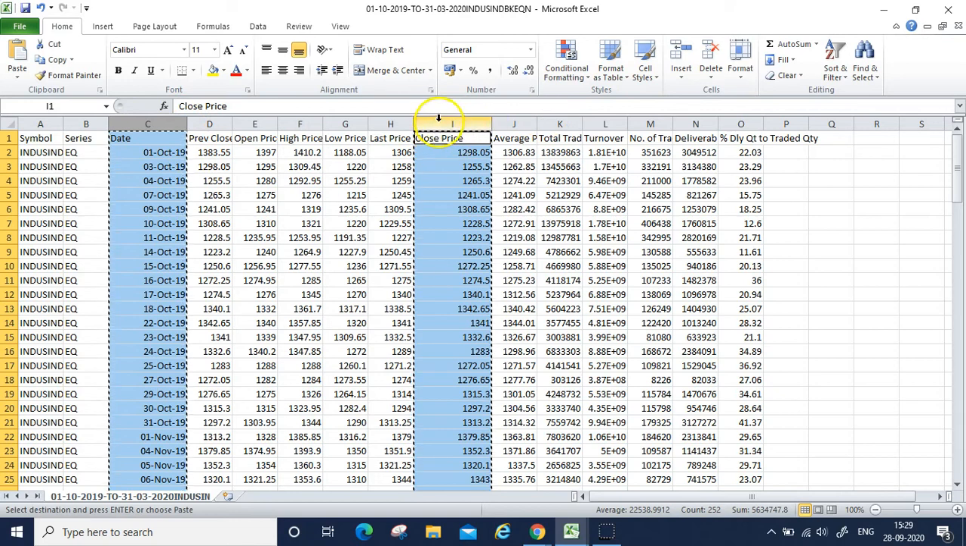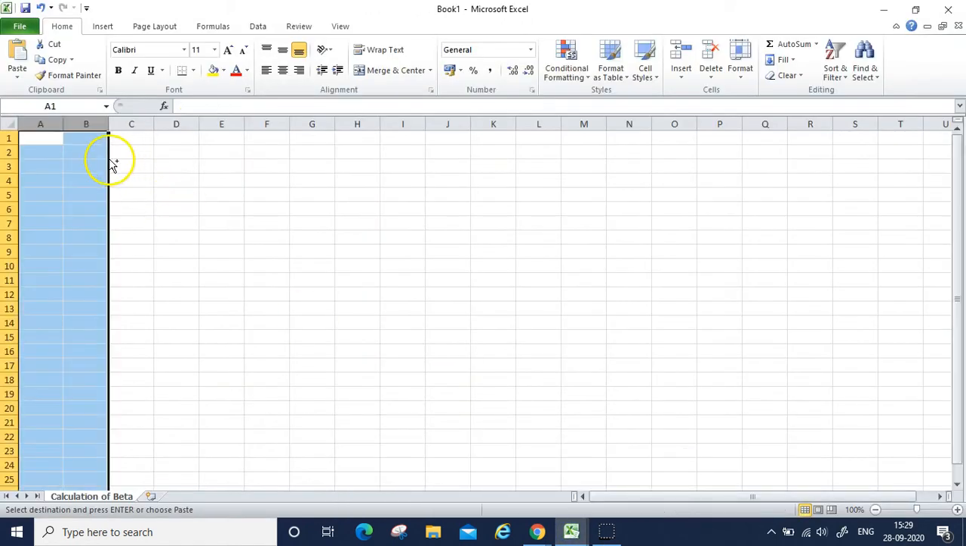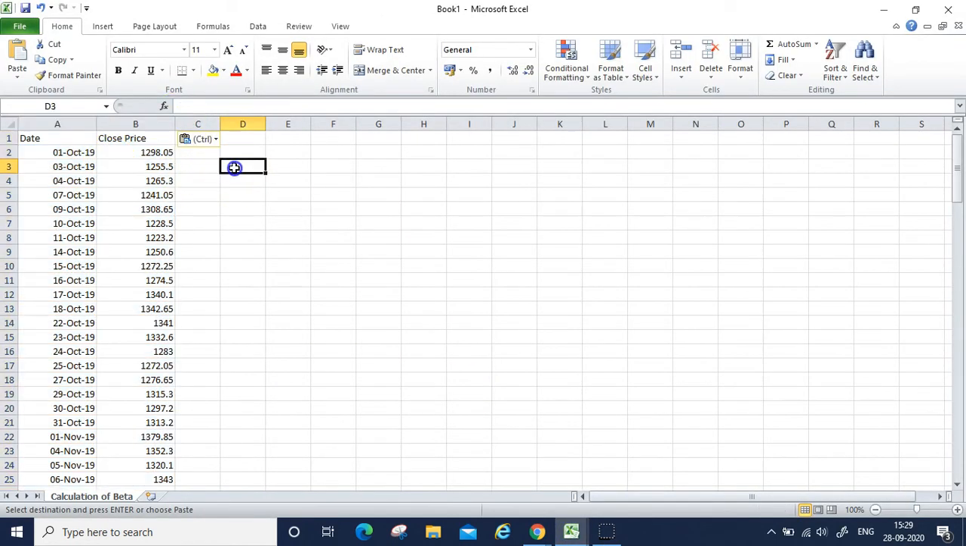But what I need is the closing price. So I have taken the closing price along with the date, and I'm pasting the same over here. Okay, so the next thing is to calculate. I'm telling you that this is the price for the bank. Okay, so calculating the return is very easy.